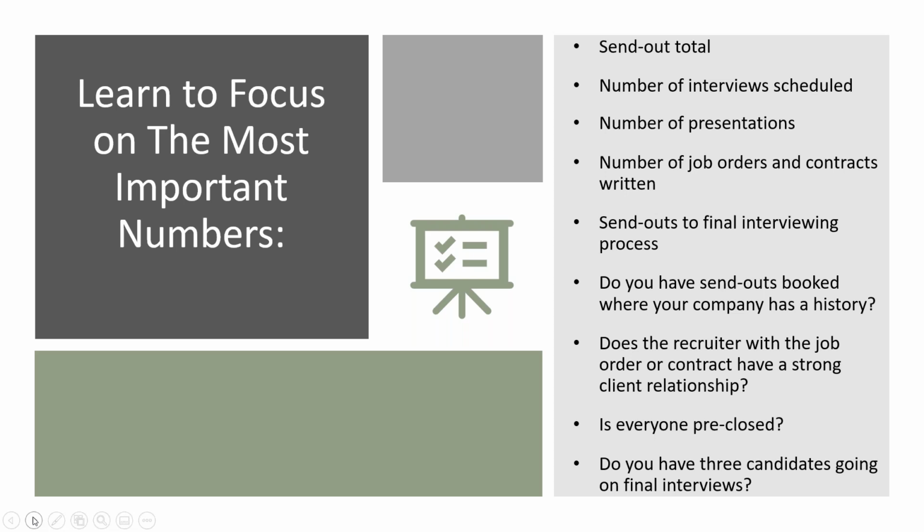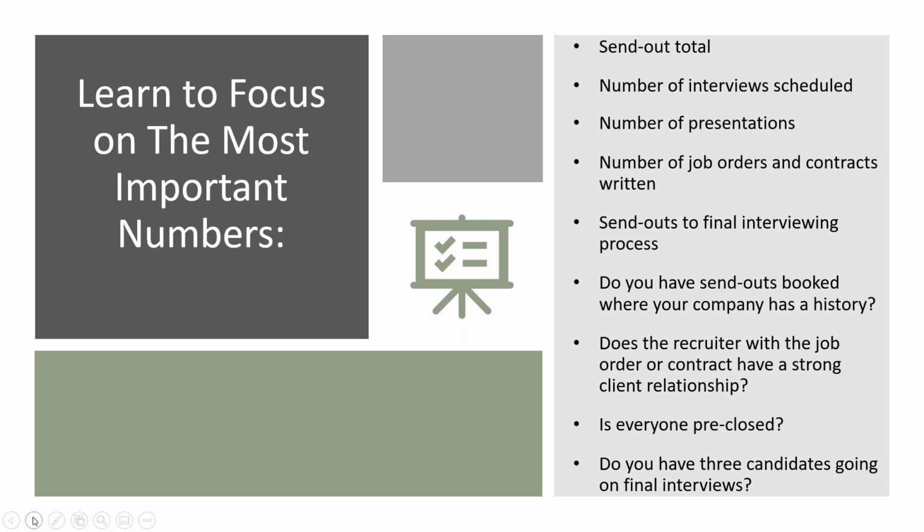You want to make sure everybody's pre-closed, both the client and the candidate, because we're dealing with human beings, and absolutely positively they change their mind. And number 9 is extremely important. You have 3 candidates on final interviews. If you start out with 4 or 5 candidates, and by the second interview you're down to 2, you want to backfill it. You want to have 2 to 3 people going in final interviews. That's when you close deals.